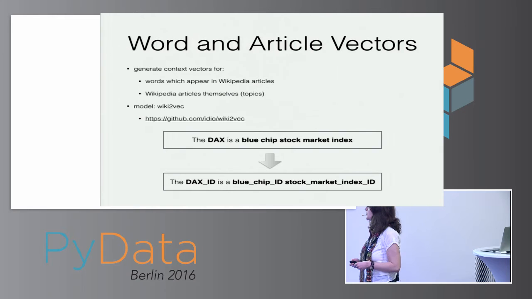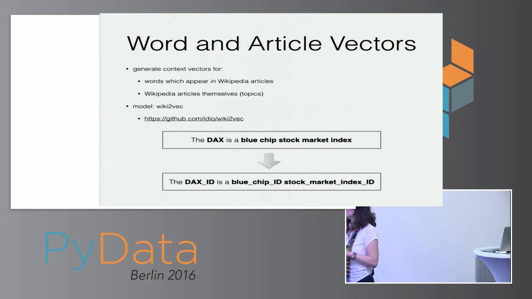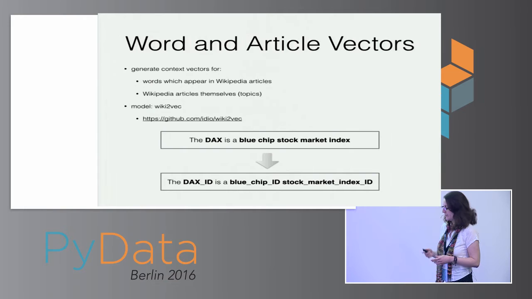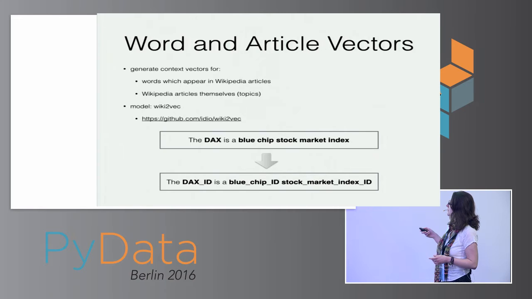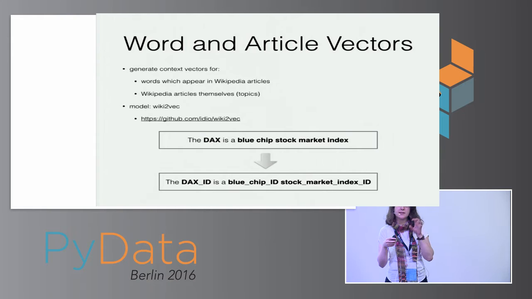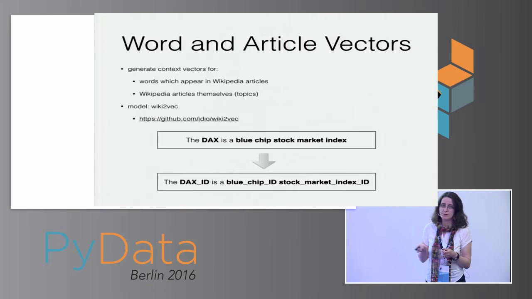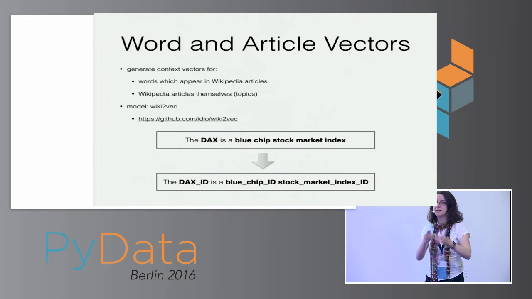Well, the trick is to assign an ID. In this case, we are going to assign an ID obtained from the DBpedia knowledge base. And we are going to replace each concept. So for example, the ducks, the blue chip, and the stock market index. We are going to replace them in text by their IDs. And by this, we are going to be able to obtain a vectorized representation using word2vec of the words, but also of these concepts that contain multiple words.